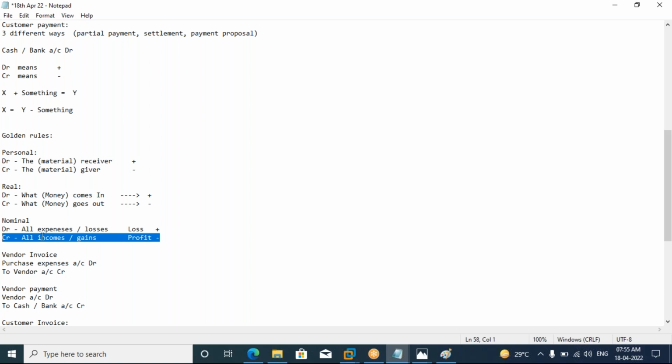Incomes and gains, or profit, is showing negative, and expenses is showing positive. This is the area where many commerce people will be confused a lot. There is a lot of confusion. Okay, I will explain this one tomorrow in detail so that you can understand.